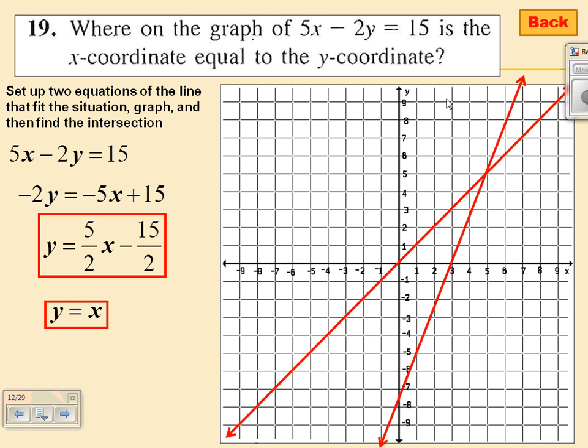So if you look at my graphs, where do both lines intersect at? They intersect at 5, 5. And 5, 5 fits into both situations. It fits into 5x minus 2y equals 15. And also fits the situation where the x-coordinate is equal to the y-coordinate.